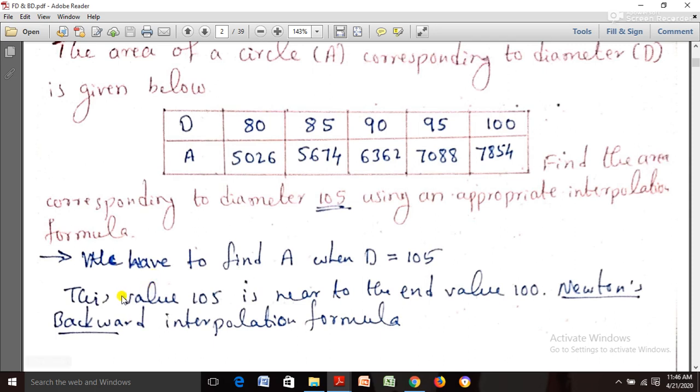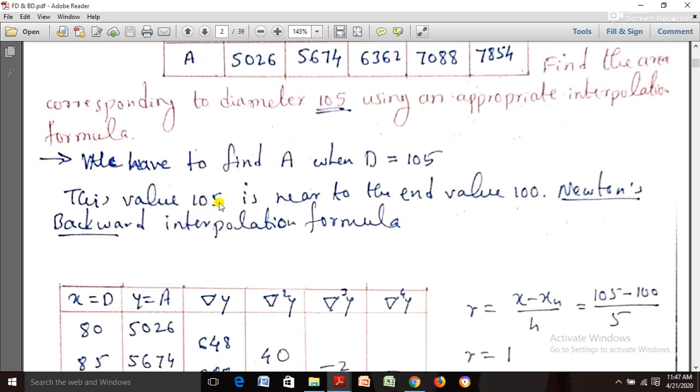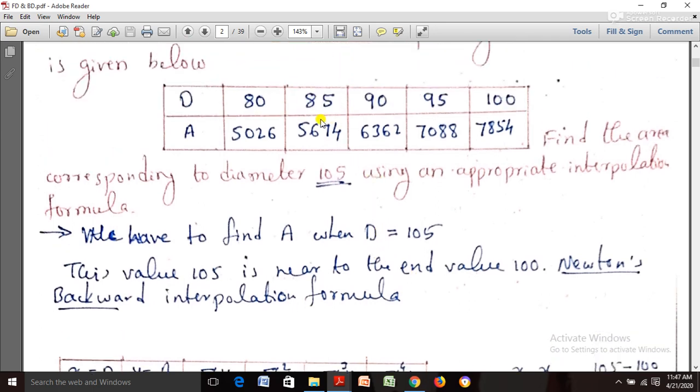So take the solution. We have to find A when D is equal to 105. A means area when the diameter is 105. This value 105 is near the end value, 100, so we can apply Newton's backward interpolation formula. If any x value is near the first value, meaning the first half, 50% of the table, then we can apply Newton's forward interpolation formula. But 105 is near the end value 100.